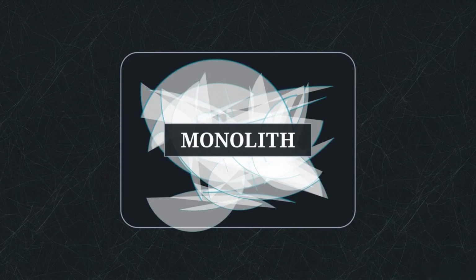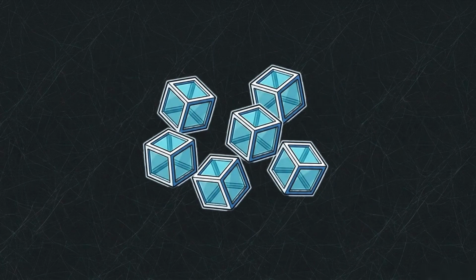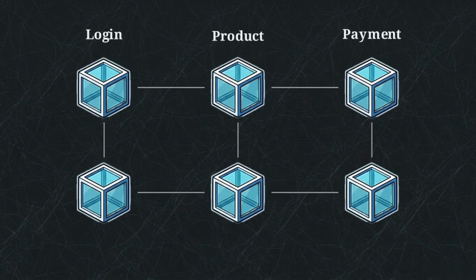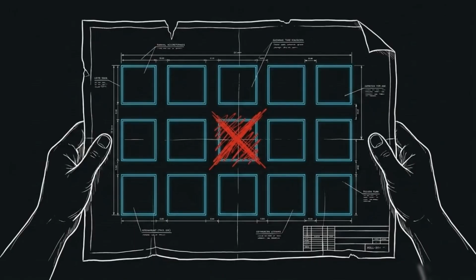Instead of building one massive program, we divide the system into smaller, self-contained parts called modules. Each module acts like its own machine, responsible for one specific task, like handling logins or processing payments. But dividing the code is only the first step.